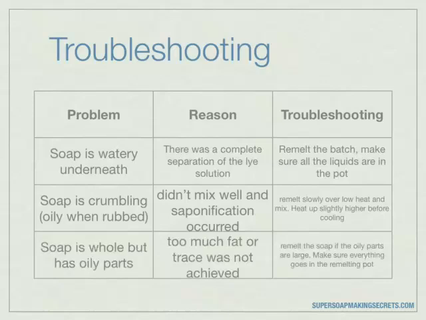If the soap is whole but has oily parts, you may have added too much fat or trace was not achieved well enough. If the oily parts are large, remelt the soap, making sure the entire batch goes into your remelting pot.